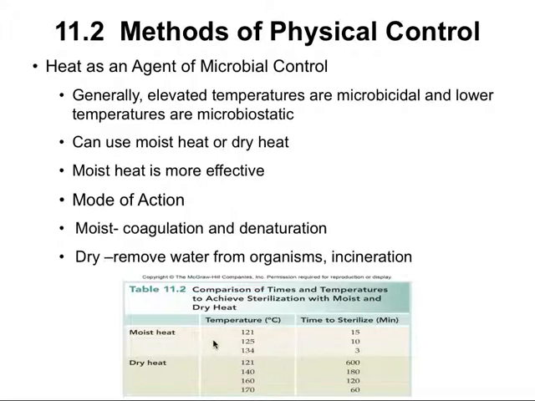In this table below, you can see a comparison of times and temperatures to achieve sterilization with moist versus dry heat. When we think about temperatures, we can have moist heat at 121 degrees C for 15 minutes. Should sterilize most anything. In dry heat, that same temperature of 121 degrees C would need to be up for 600 minutes.